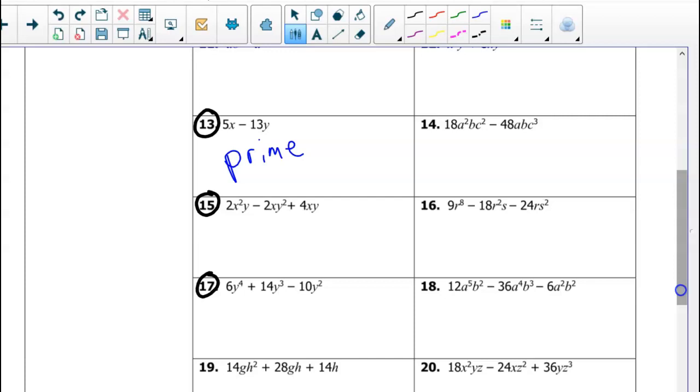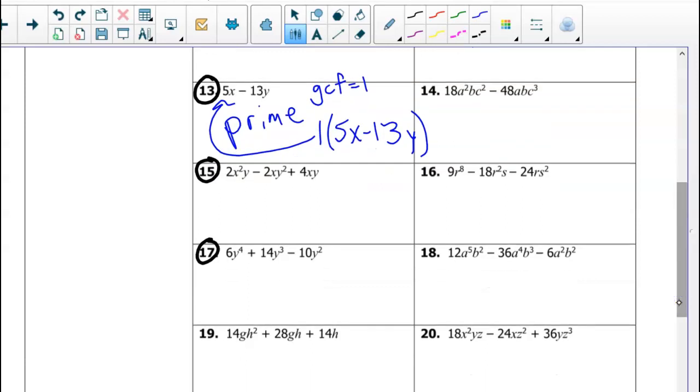I can take out a 1, sure. But if I take out a 1, it doesn't change. When I take out that 1, nothing changes. It's still the same. So this and this are the same thing. We don't need to factor out that 1 in this case. There will be times when we have to factor out a 1, but we will get to that later. Right? Moving on to number 15.